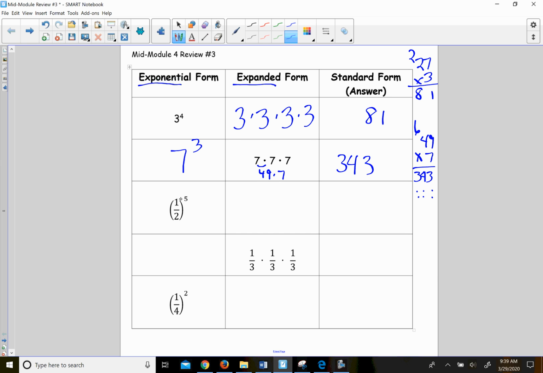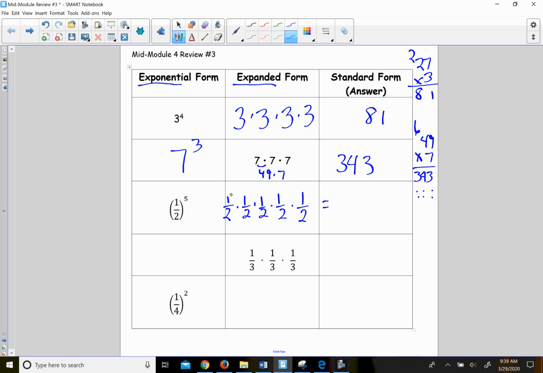All right, now I have 1/2 to the 5th. Every time you have a fraction or a decimal base, you always put it in parentheses. All the parts and pieces are to the 5th power. So that would mean 1/2 times 1/2 times 1/2 times 1/2 times 1/2. So 1/2 multiplied 1, 2, 3, 4, 5 times.